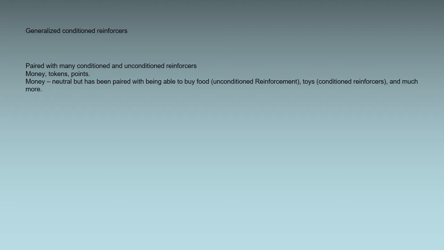Because money has been paired with being able to buy lots of things, such as food, an unconditioned reinforcer, toys, conditioned reinforcers, and much more. The point is that when I say a generalized conditioned reinforcer, that just means it's been paired with many conditioned and unconditioned reinforcers.